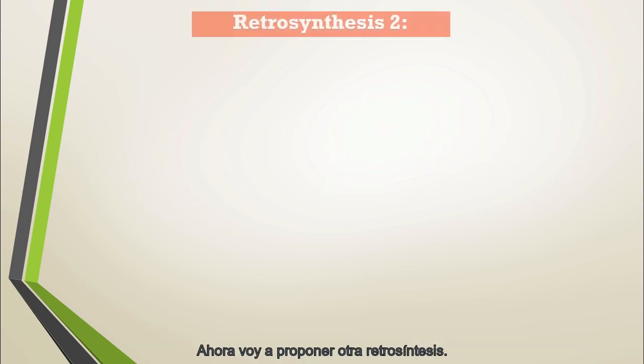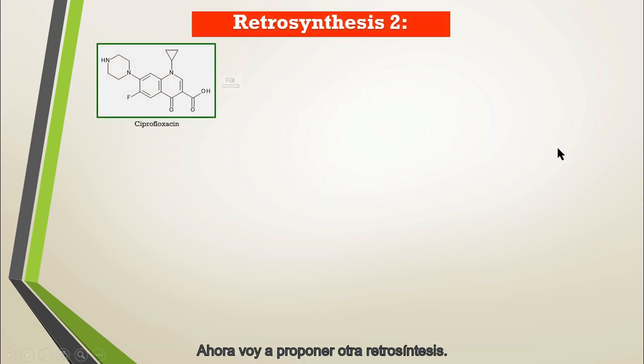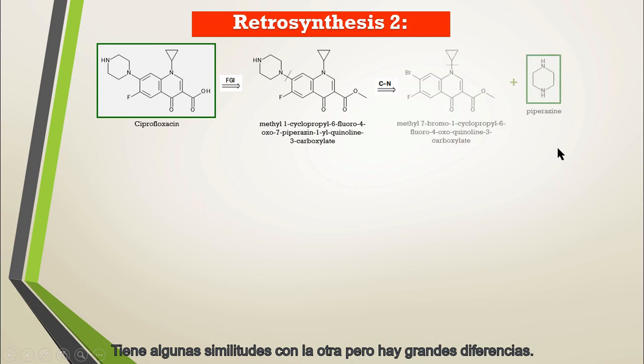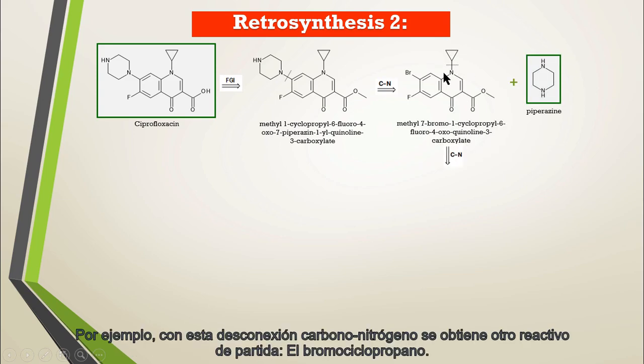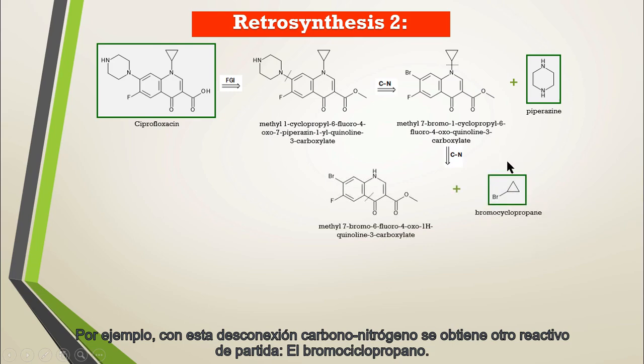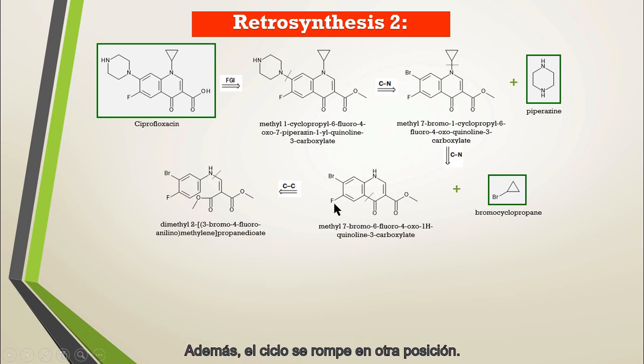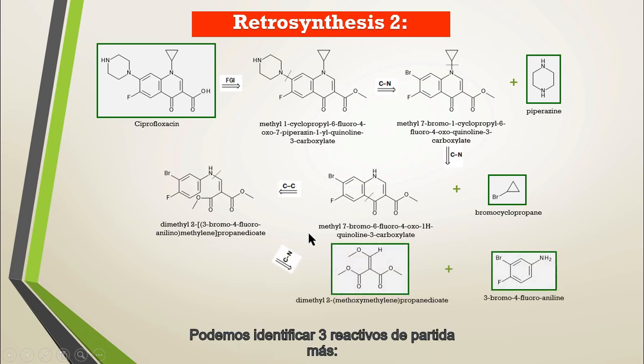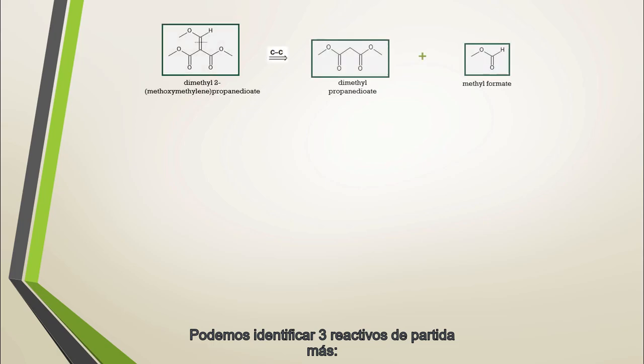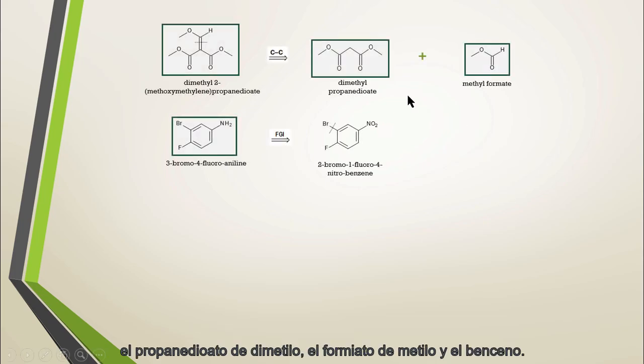Now I will propose another retrosynthesis. It has some similarities with the other one, but there are big differences. For example, with this carbon-nitrogen disconnection, another starting ingredient is obtained: the bromocyclopropane. Also, the cycle is broken in another position. We can identify three more starting ingredients: the dimethyl propanedioate, the methyl formate, and the benzene.